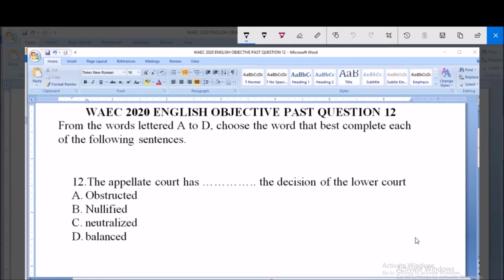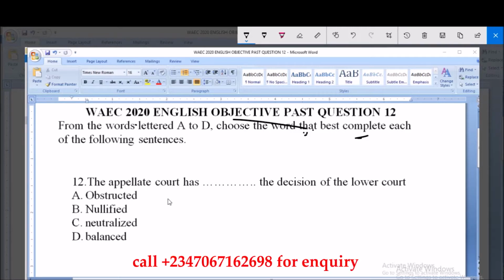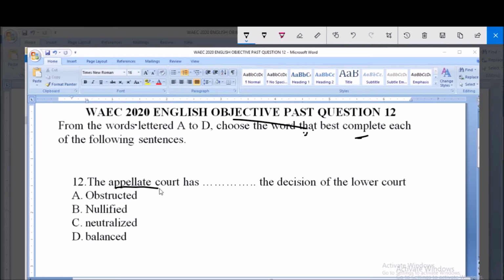Question number 12. The instructions here say that we should choose the word that best completes this sentence. And the sentence says, the appellate court has dashed the decision of the lower court. When we talk of appellate court, it's a legal term. It means high court, or a court that is higher than the lower court. So, option A says obstructed.